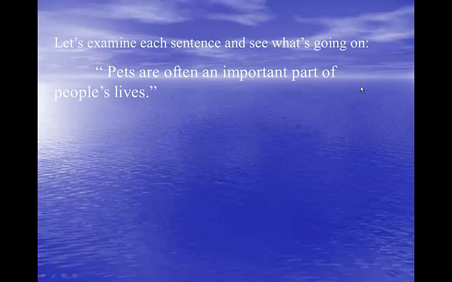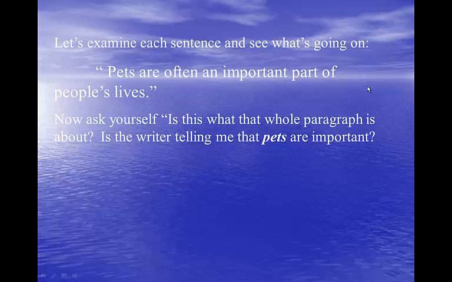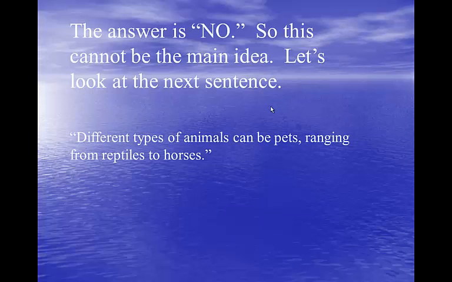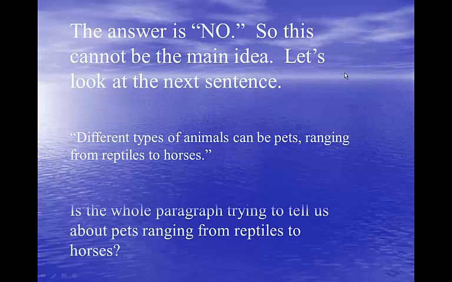Right? There we have it. Pets are often an important part of people's lives. Is this what the whole paragraph is about? No. Pets are important, but not in this paragraph. So the answer is no. That can't be the main idea, so we're going to look at the next sentence. It says different types of animals can be pets, ranging from reptiles to horses. So whether you have a pet iguana, mule, sheep, or tortoise, indeed that can be it, but the paragraph is not about pets ranging from reptiles to horses, so the answer is no.